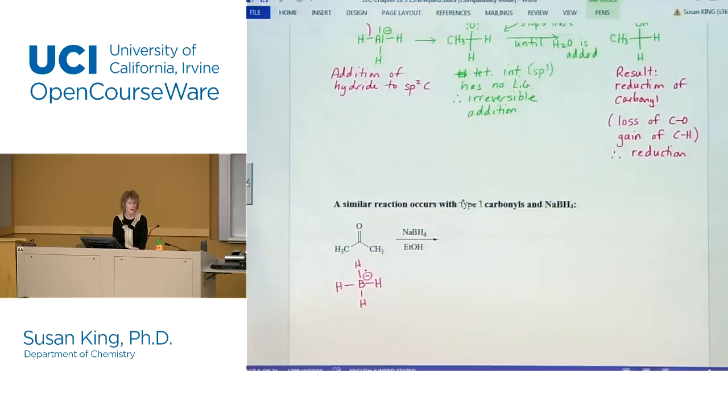So sodium borohydride, right? Arrow comes from one of the boron-hydrogen bonds. We attack the carbonyl carbon. We kick electrons up onto oxygen. Notice with sodium borohydride, we're going to actually protonate with ethanol. They don't have to be in separate steps. They can be mixed together. Okay, so you don't have to number it with sodium borohydride.